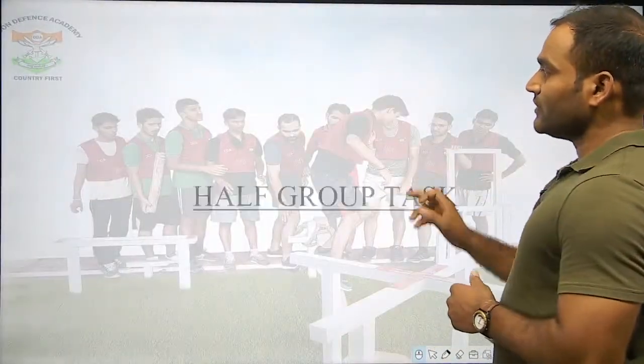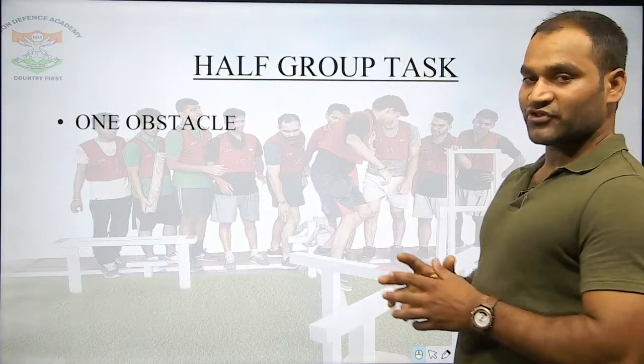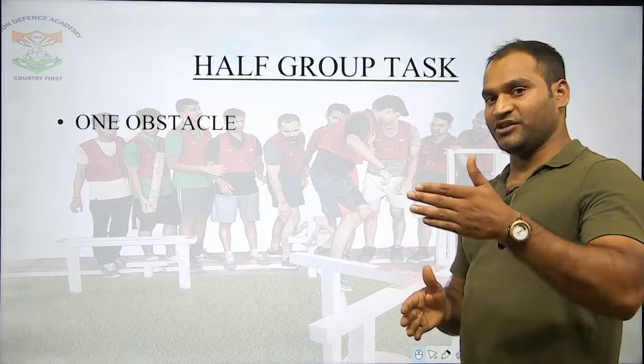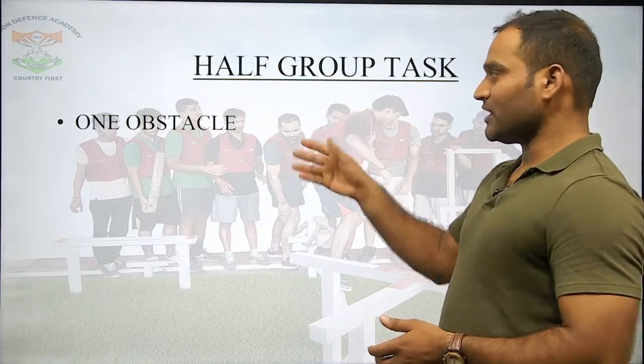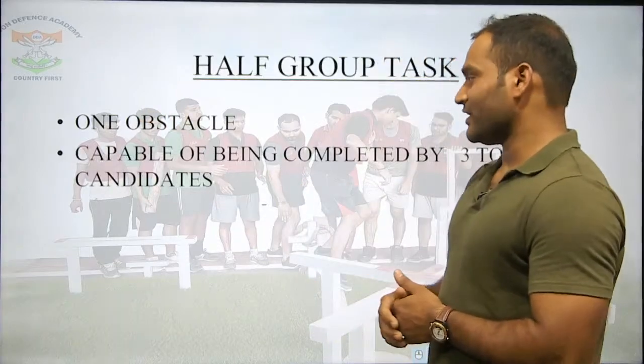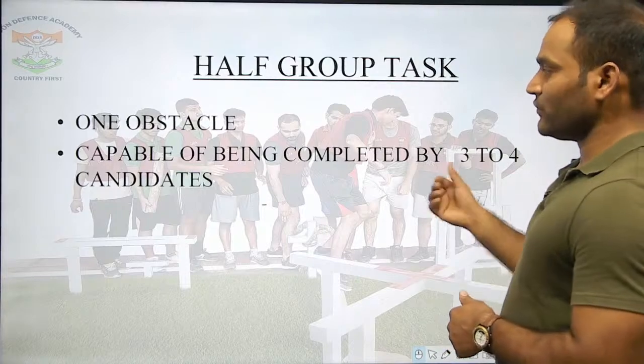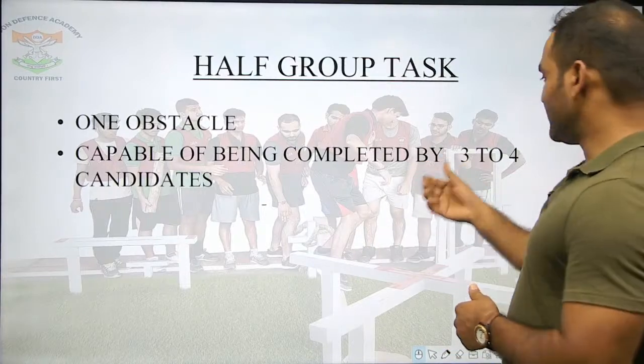So, next see that half group task, only one obstacle, means one stage is there. In PGT there were 4 stages, in half group task only one stage is there, that is why we call it one obstacle. Okay, the time is quite enough for you, and those capable of being completed by 3 or 4 candidates. If the group is of 8, then 4 candidates.